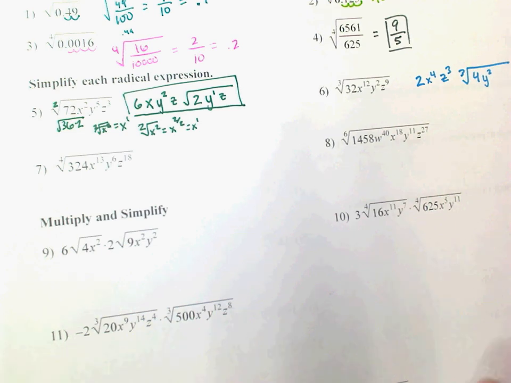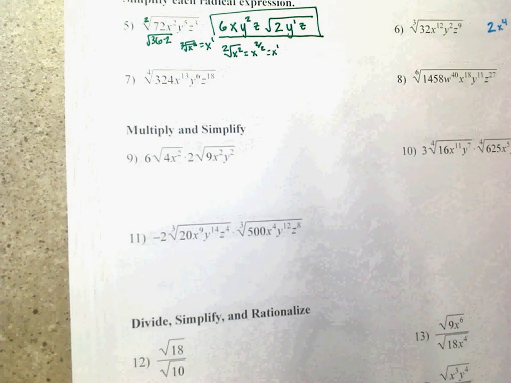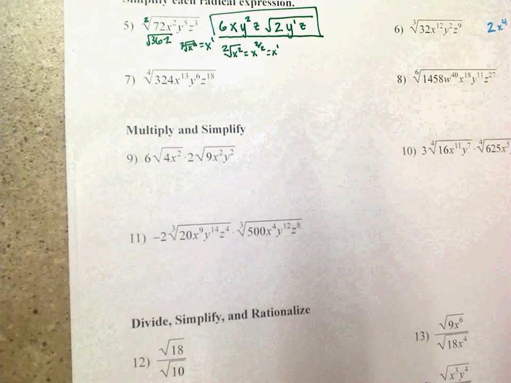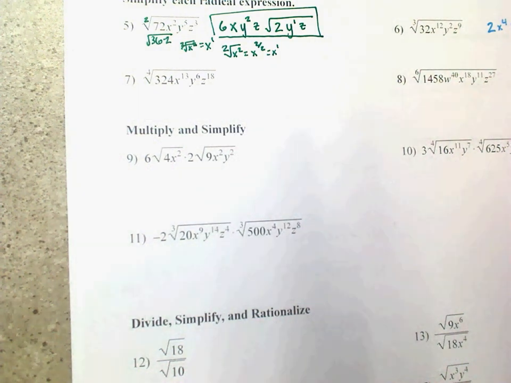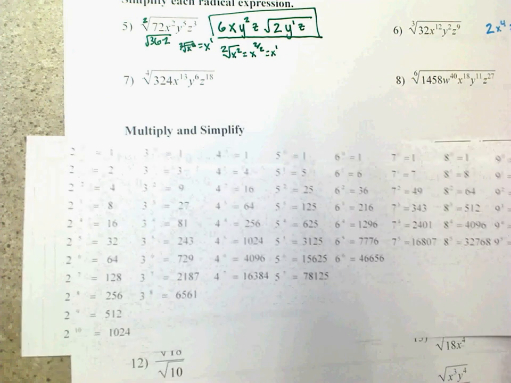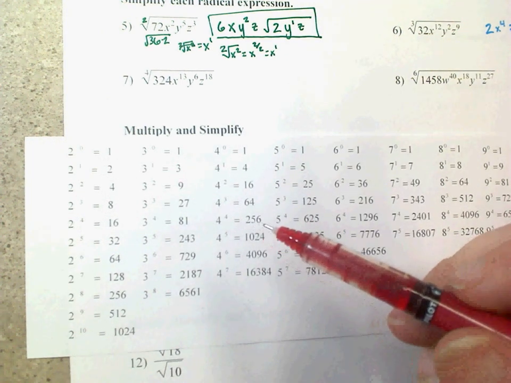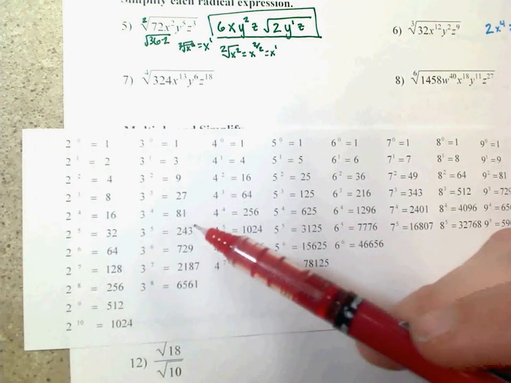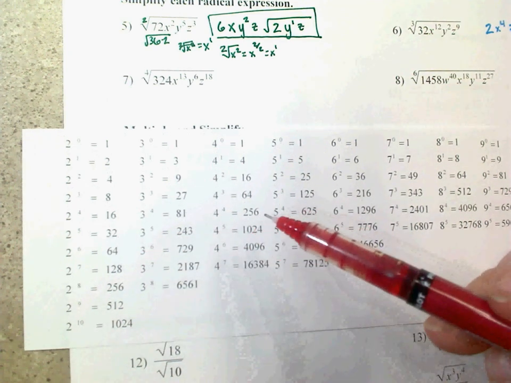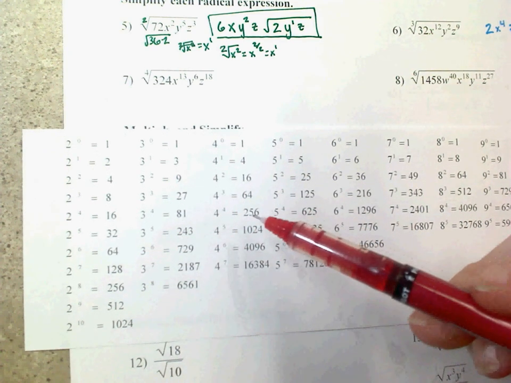All right, number 7, 324, 4th root. As far as 4th roots go, 324 is not on the list. We've got 16, 81, 256, and 625. 324 is in between them, right? 256 does not divide into it.